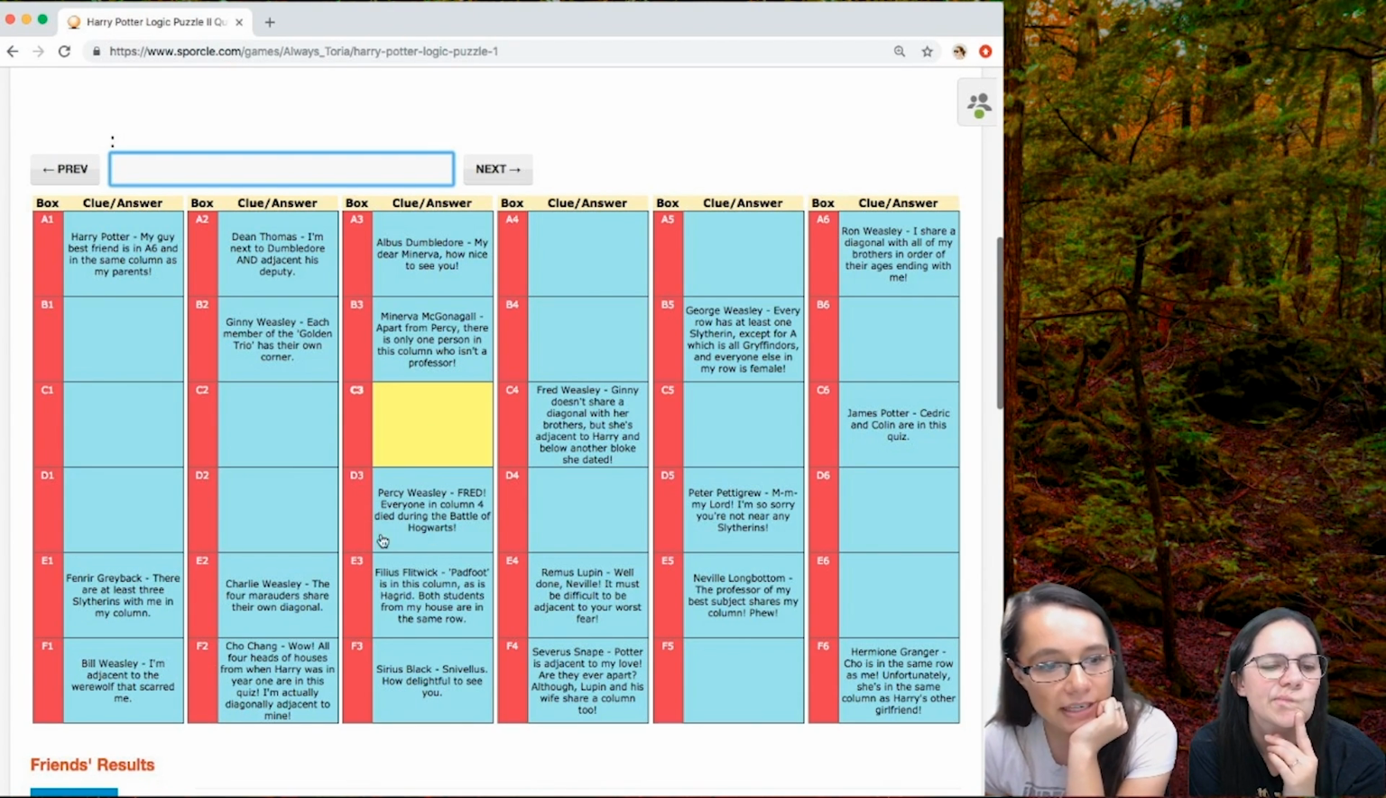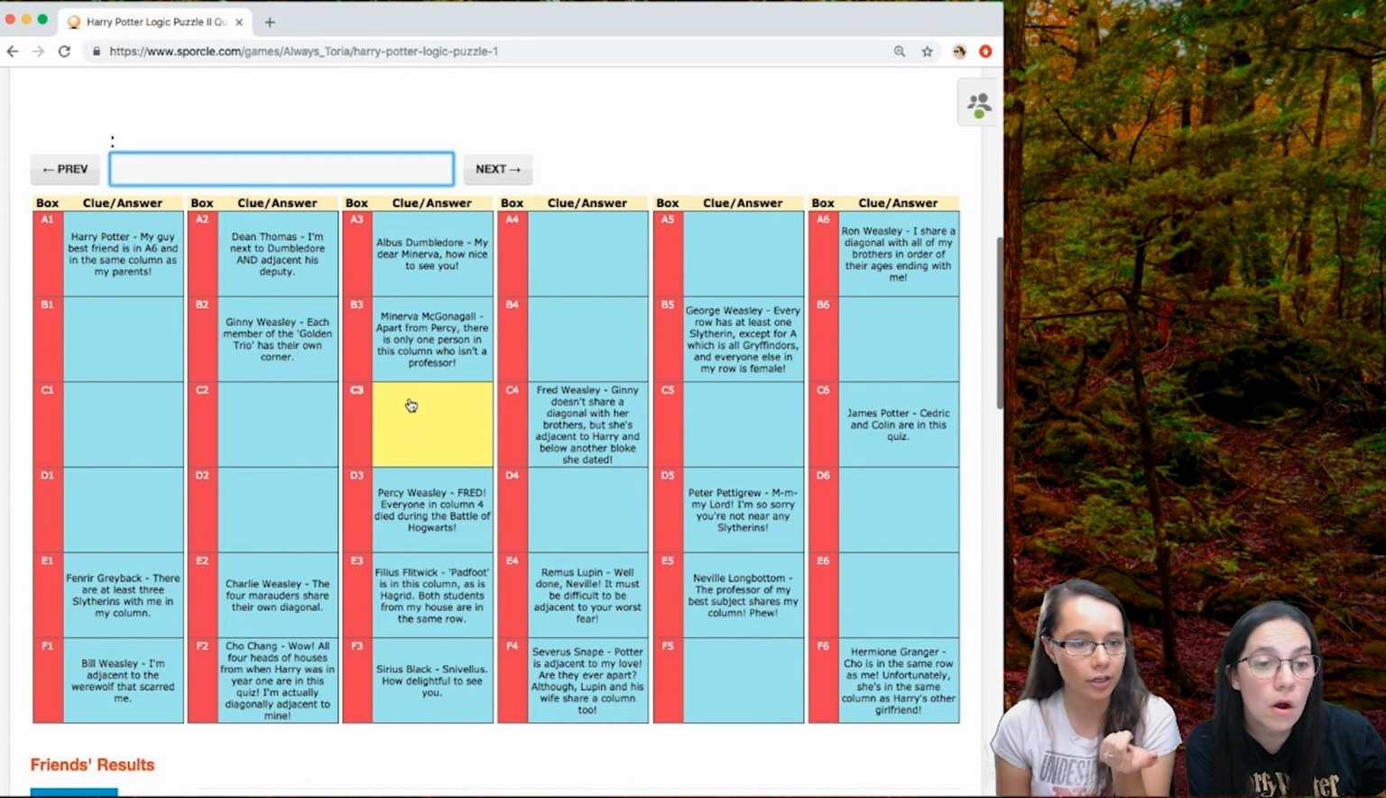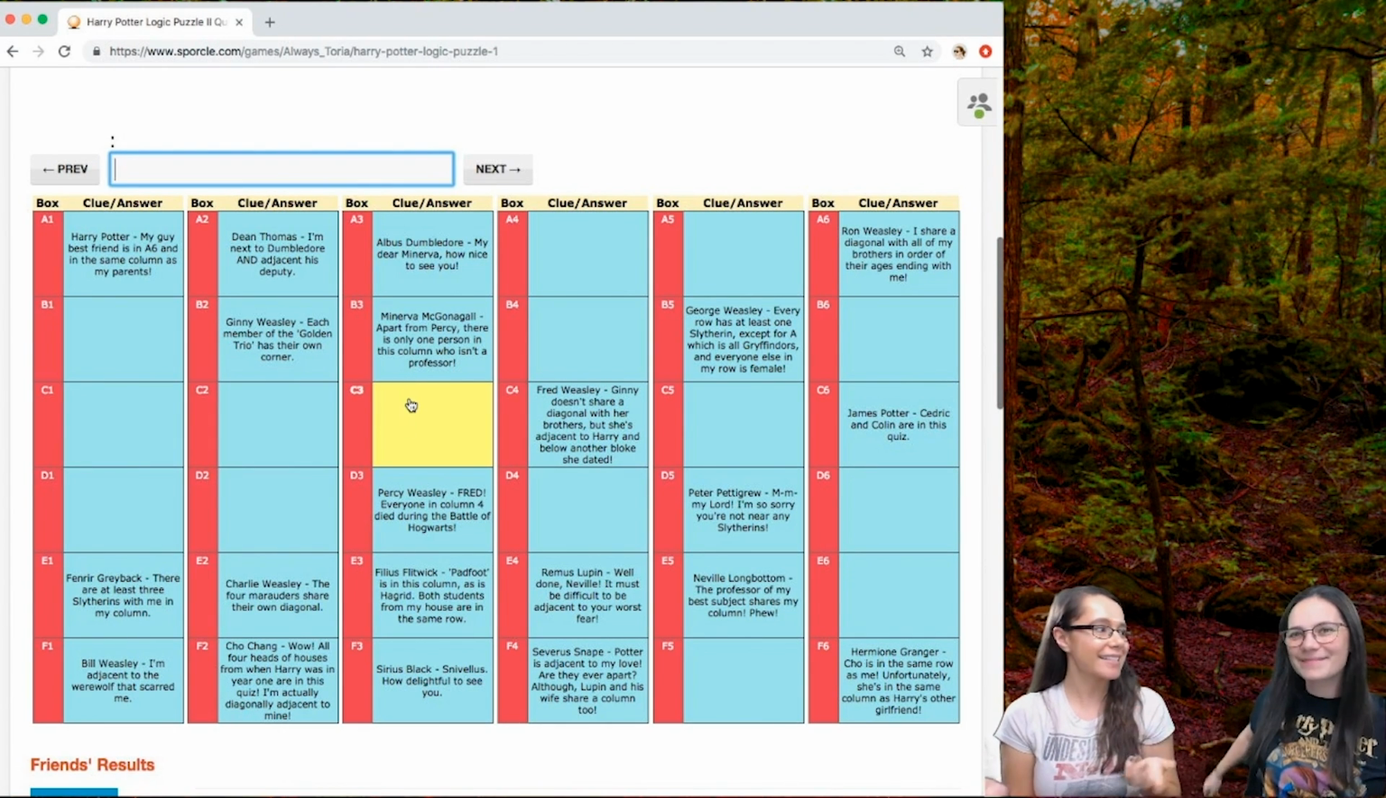Everyone in column 4 died in the Battle of Hogwarts. Padfoot is in this column, as is Hagrid. So that's Hagrid. This has to be Hagrid. Hey! See, reading through the clues.